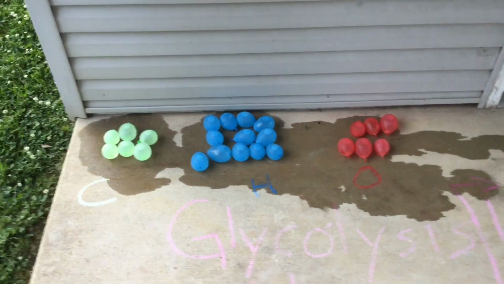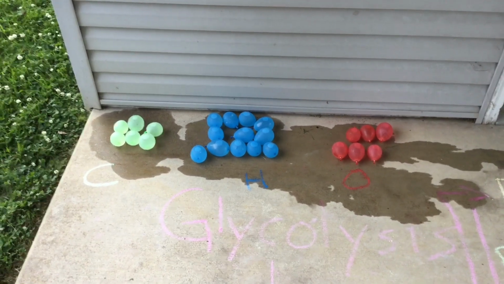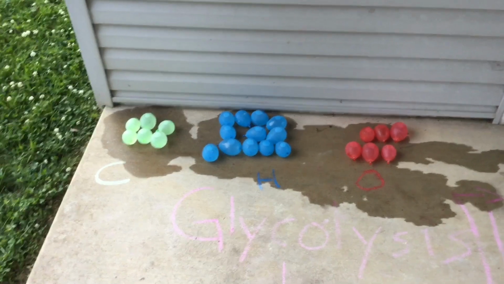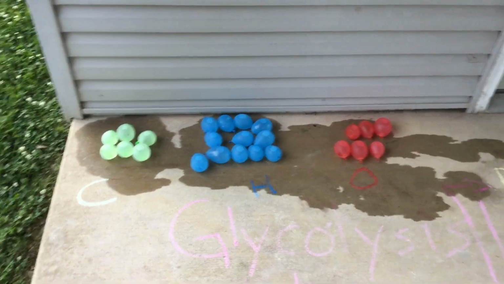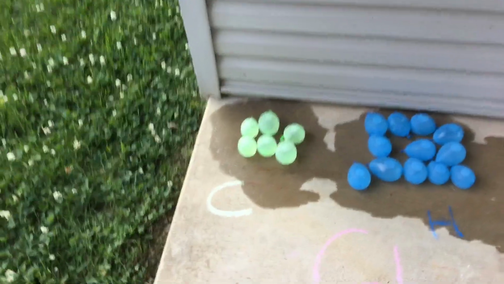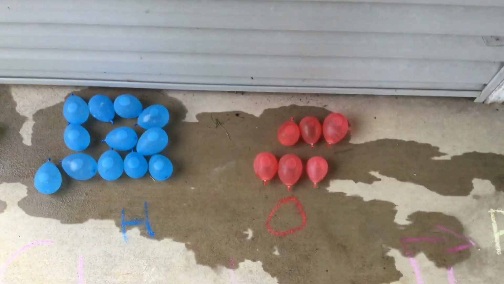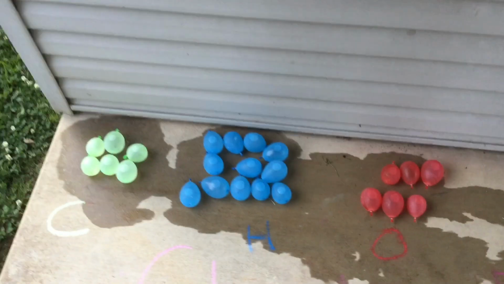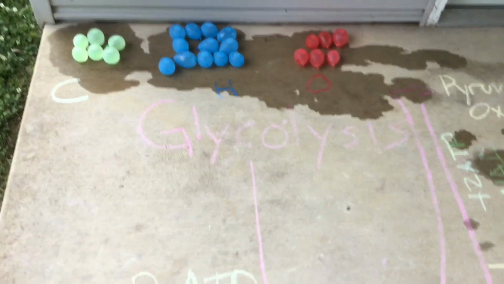All right, we're going to describe aerobic cellular respiration using some water balloons here. What we're starting off with is a molecule of glucose, and this glucose is made up of 6 carbon atoms, 12 hydrogen atoms, and 6 oxygen atoms. And this molecule is going to go through a process called glycolysis.